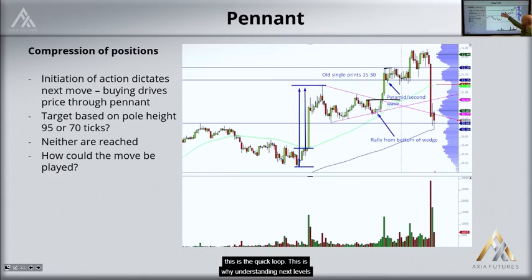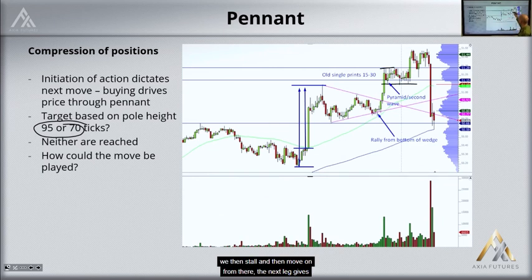This is why understanding next levels rather than just pure targets massively helps. Because here, that's the first point where sellers could come in from. So that's the first place of expectation for this to stall. Rather than stubbornly saying it's going to go to 95 or 70 ticks, look at where the market could stop. So this happens. Up we go.